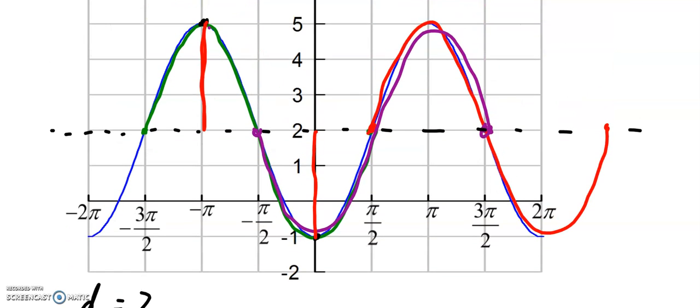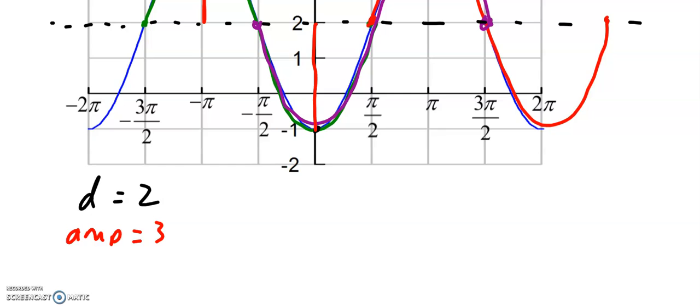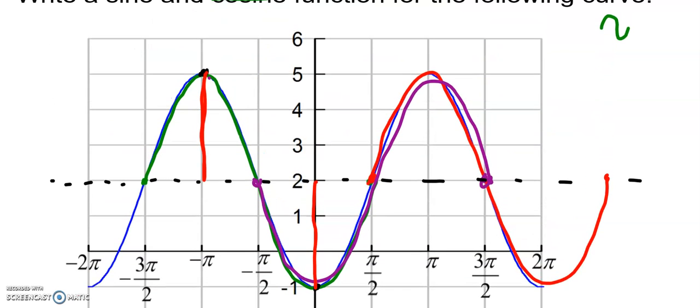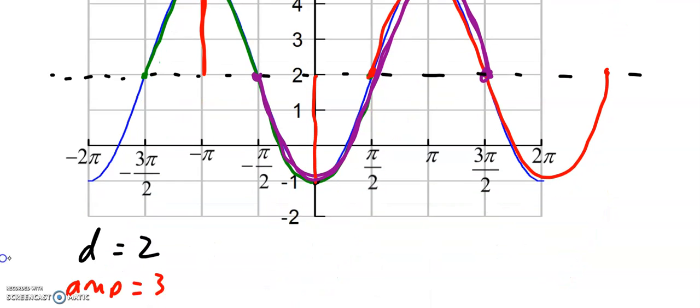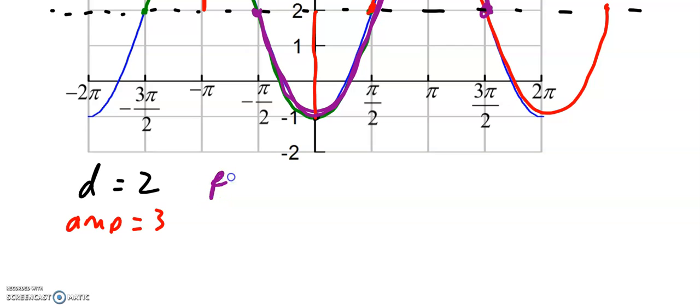The period is the distance of one complete cycle. So let's actually focus on the purple one that I drew, since that's the one that we can still see, and that's one complete cycle. So what is that distance? Well, if I start at -π/2 and then I go to +3π/2, that is a distance of 2π. So I know my period is going to be 2π. If the period is 2π, then the B value is 1.